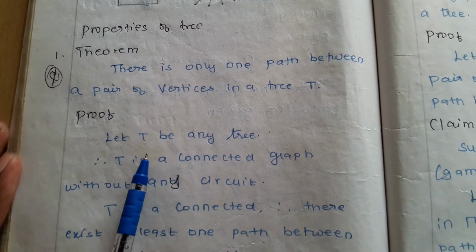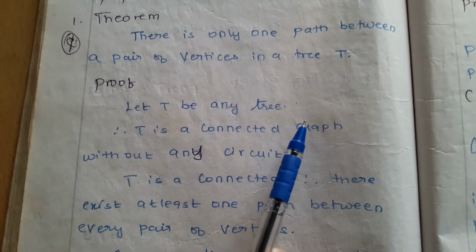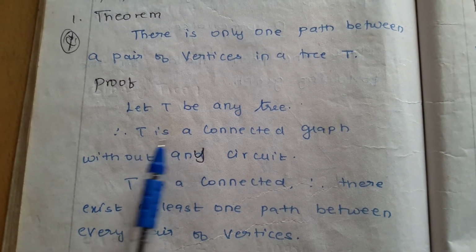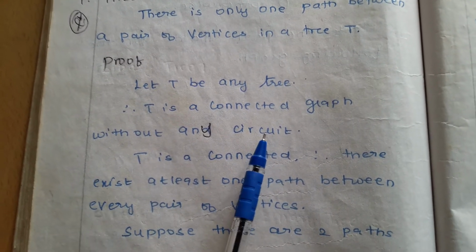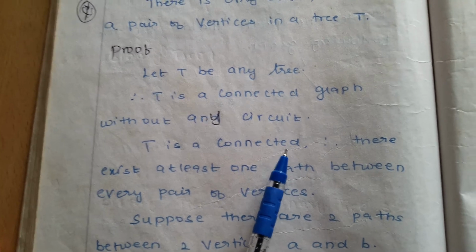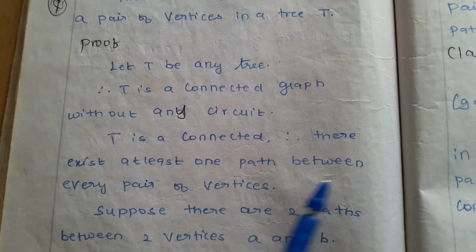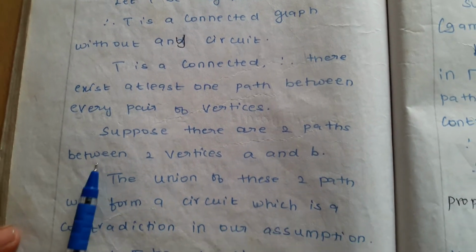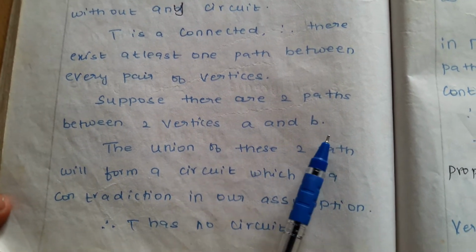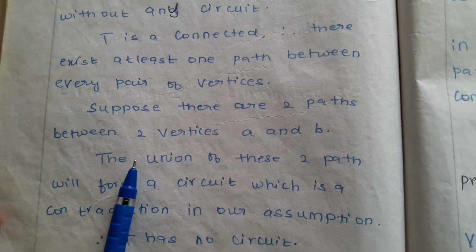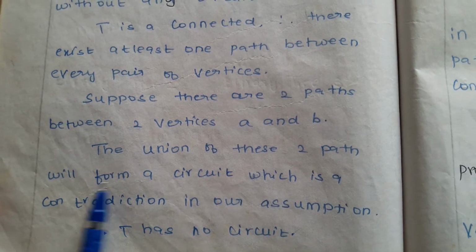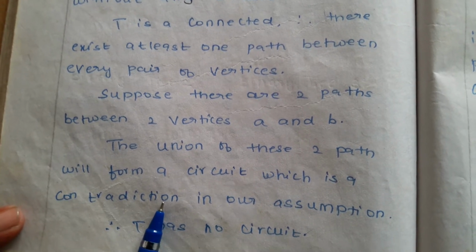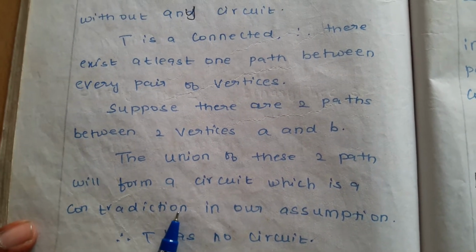Let us prove this. Let T be any tree. So what is a tree? If T is a tree, then T is a connected graph without any circuit. So T is connected. There must be exactly one path between every pair of vertices. Suppose there are two paths between two vertices A and B. What is the union of these two paths? The union of these two paths will form a circuit, which is a contradiction. Why? Because a tree is a connected graph without a circuit.